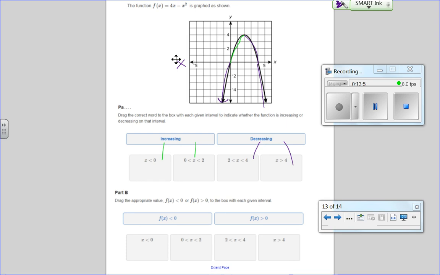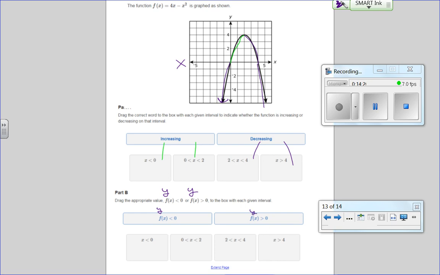All right, and now part B. Drag the appropriate value. Now we're looking at the y values. f of x is the same thing as y. So they're basically saying, where is y going to be less than 0? Where is y going to be greater than 0?